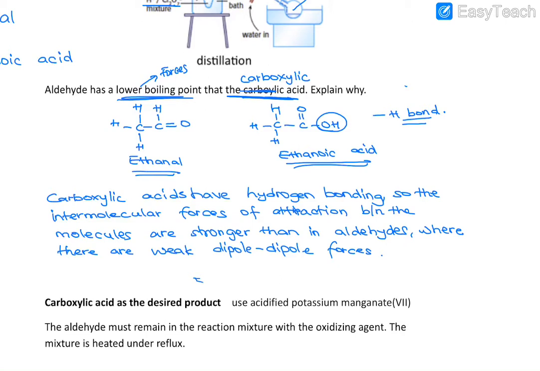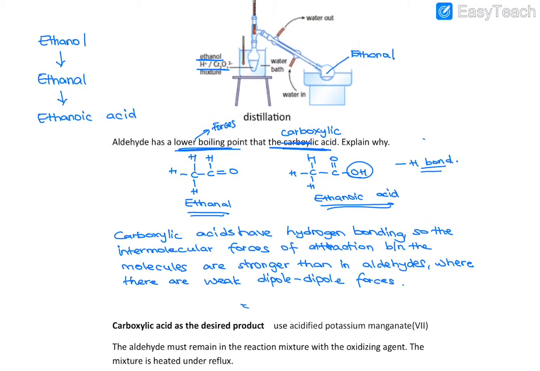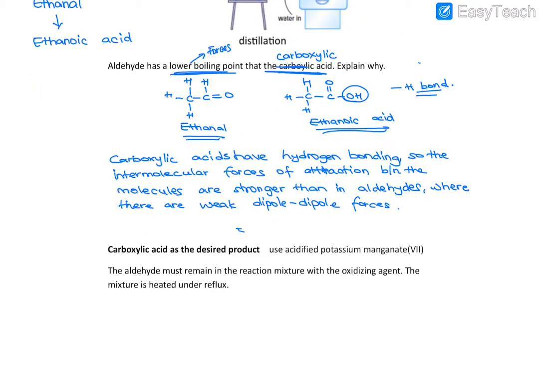So in the aldehydes, you're going to have the weak dipole-dipole forces only, while in the carboxylic acid, you're going to have the hydrogen bond, therefore strong intermolecular forces of attraction between the molecules. So this explains the boiling point. And like I've mentioned before, if you need carboxylic acid, you use acidified potassium manganate 7.